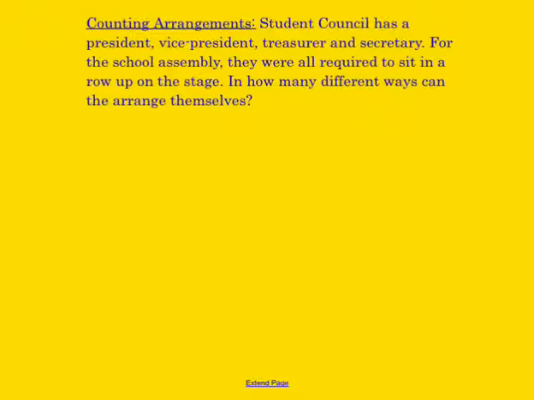So counting arrangements. For this first one, Student Council has a president, vice president, treasurer, and secretary. For the School Assembly, they're all required to sit up in a row. So if we're sitting up in a row, that means we have 4 spots, and the order matters of where they sit in a row. Let's take a look at the first spot. When we pick a person to sit in the first spot, we have 4 different choices.